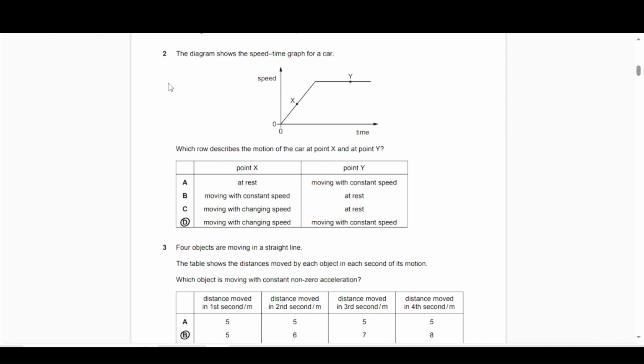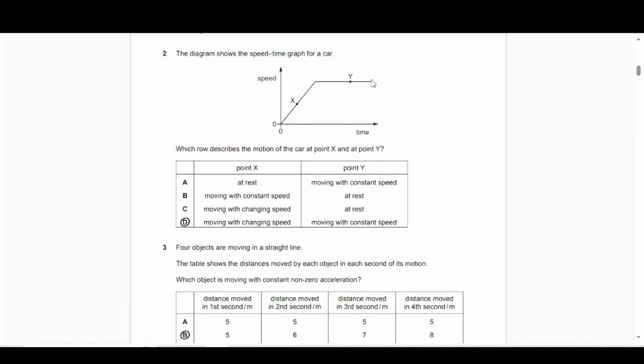So on the speed time graph, X is essentially on a positive linear slope. If it's on a positive linear slope, that means that it's accelerating. If it's linear, the acceleration is constant. So if it's accelerating, its speed is changing, which means essentially it's got to be C or D. It can't be A or B.